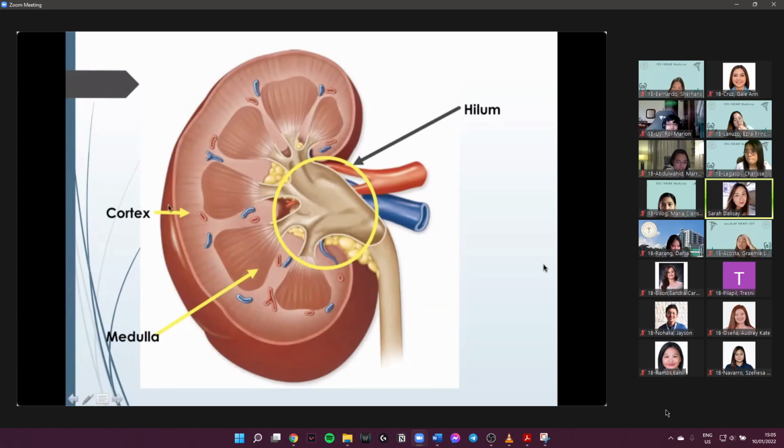Now, for the lateral half, as we said, we have your parenchyma, which, as you can see, can also be divided into an outer zone, what we call the cortex, and an inner zone made up of these pyramidal structures, or conical structures, what we call the renal pyramids. So let's move on and look at the next slide.